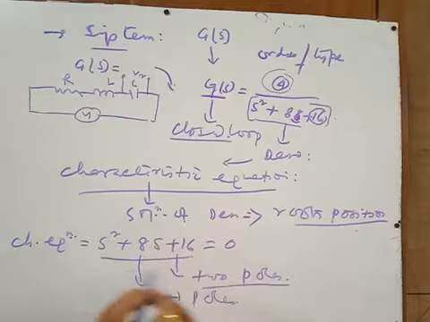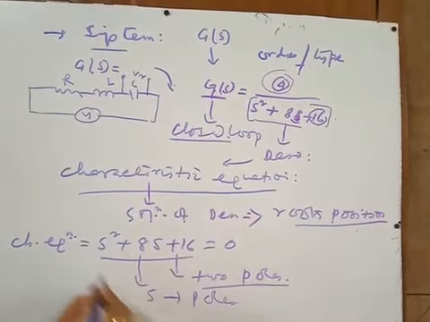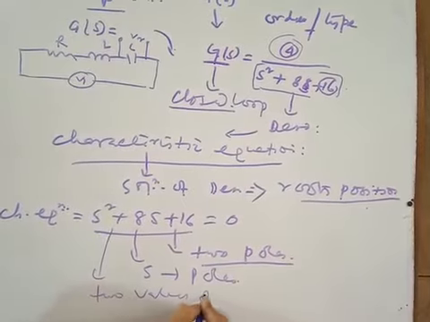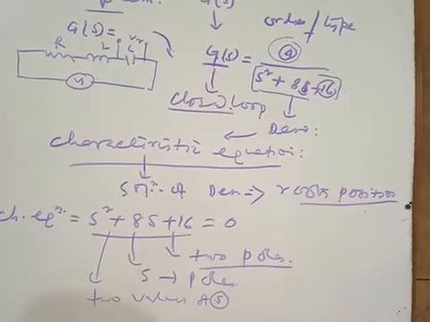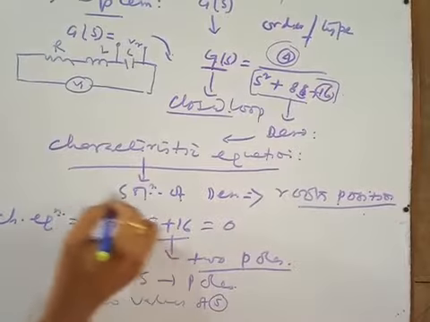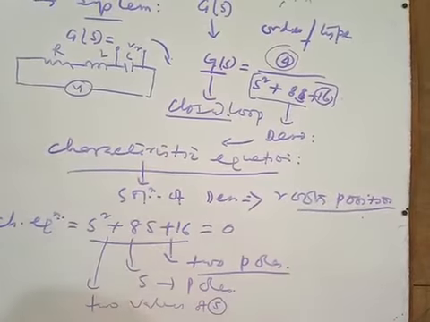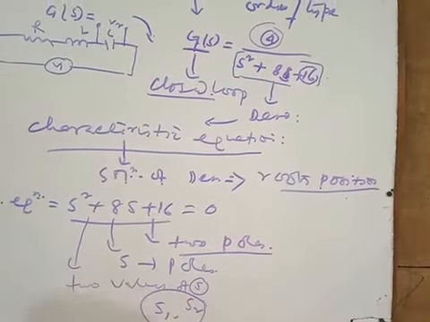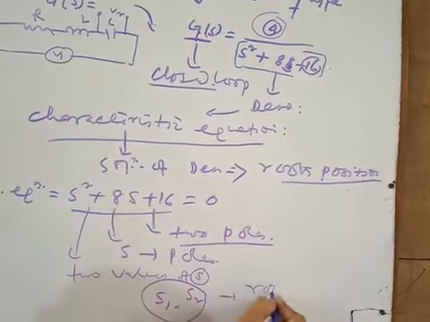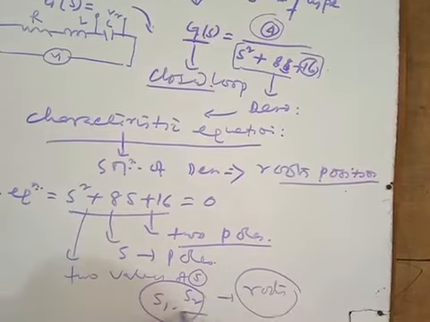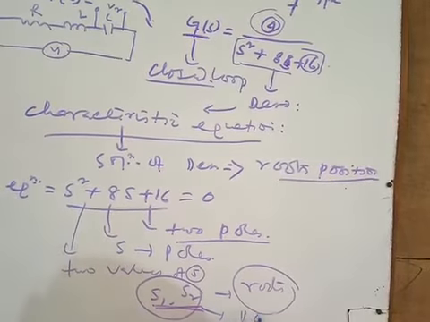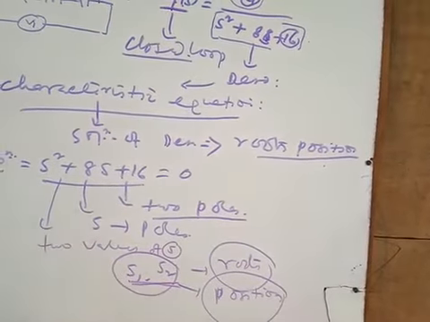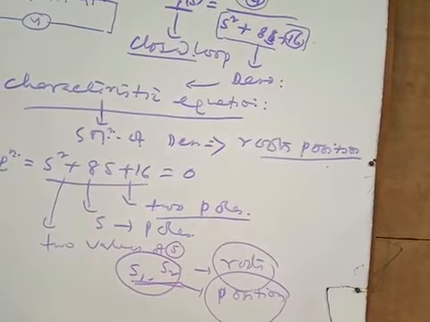Now if you solve this, what do you get? Two values of s, right? You can get the different values by solving this using the Sridharacharya formula. So you will get, say, s1 and s2. These are the two values, and these are known as the roots. And the position of these two is very important for us to get the performance characteristics of any system.